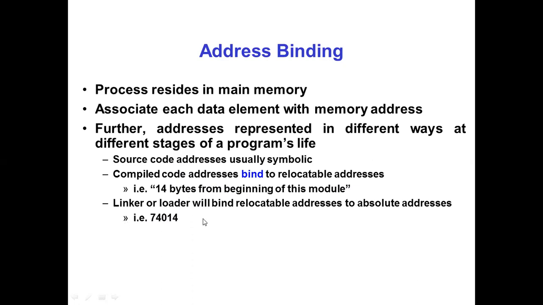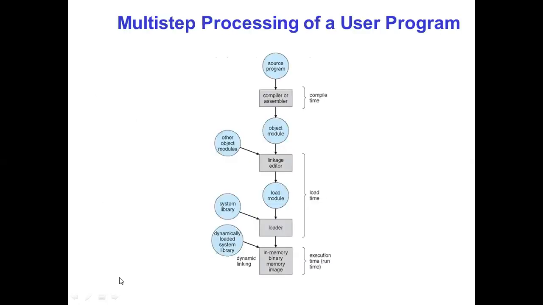Similarly, in the case of the linker and loader, again we will bind relocatable addresses to absolute addresses, and we will get the final address here. So this is called address binding. Now here you can see the multi-step processing of a user program. The program will start from here.